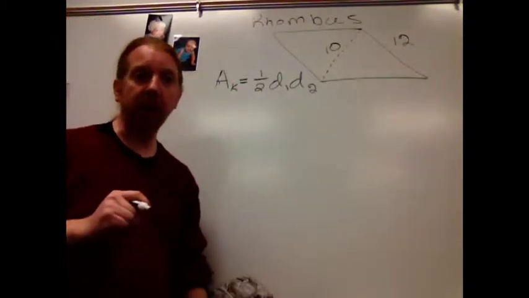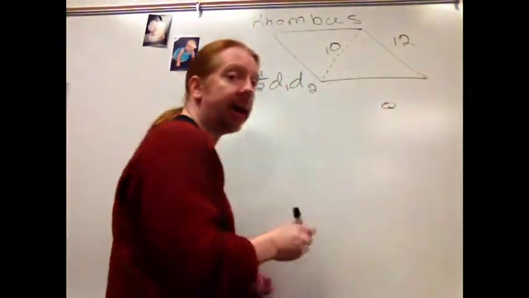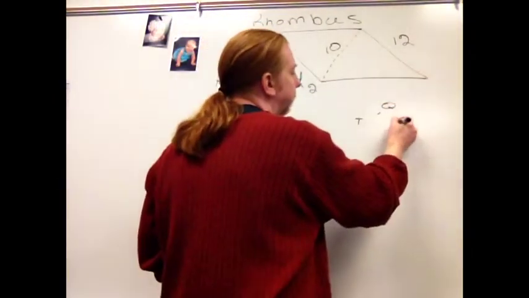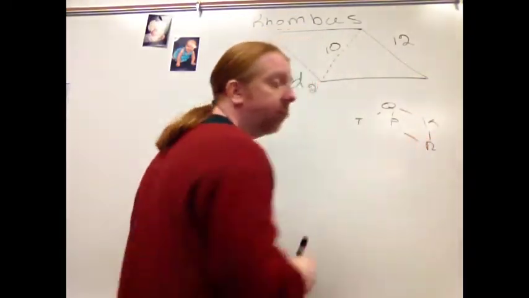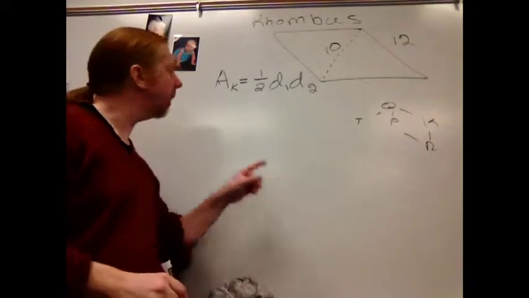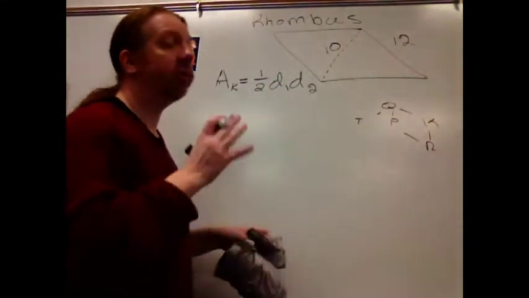Now if you remember from our quadrilateral hierarchy, we started off with quadrilateral at the top. We had trapezoid, parallelogram, and kite. Under kite was rhombus. So this formula for the area of a kite applies to rhombuses. So we're going to use it here.